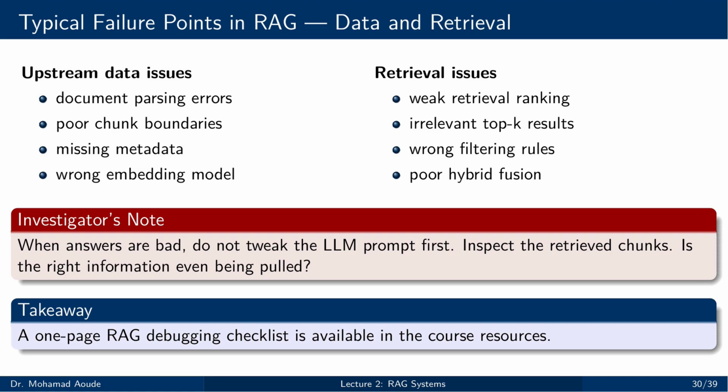For example, if the parser destroys tables or headings, retrieval may never have a fair chance. If chunk boundaries are poor, relevant concepts may be split badly. If metadata is missing, filtering and citation become difficult. If the embedding model does not understand the domain, semantic retrieval may degrade sharply.